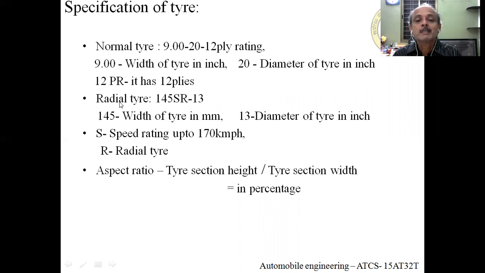Second part, the radial tire: 145 SR-13 means what? 145 means the width of the tire in mm. 13 means the diameter of the tire in inches. S is the speed rating up to 170 kmph, kilometers per hour. R is the radial tire. So this is the specification, and then we go to the aspect ratio. The aspect ratio is the tire section height to the tire section width, and it is normally given as a percentage.